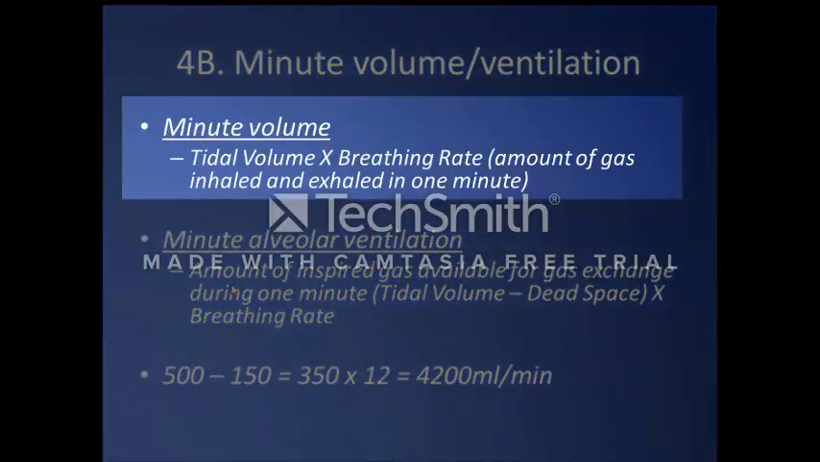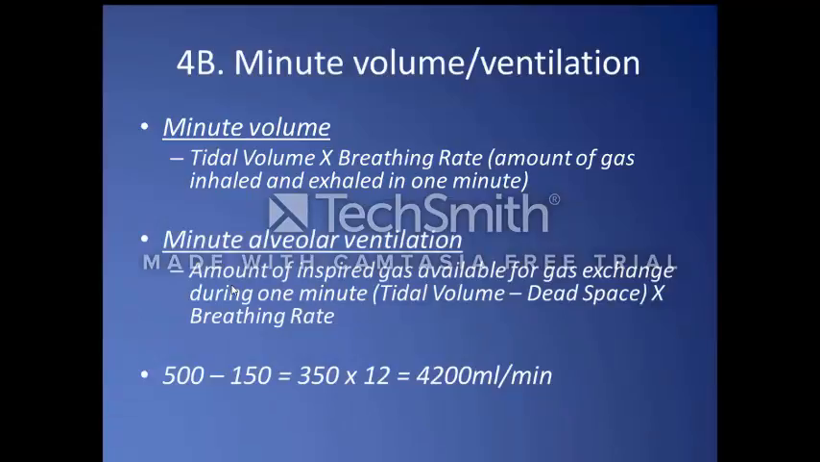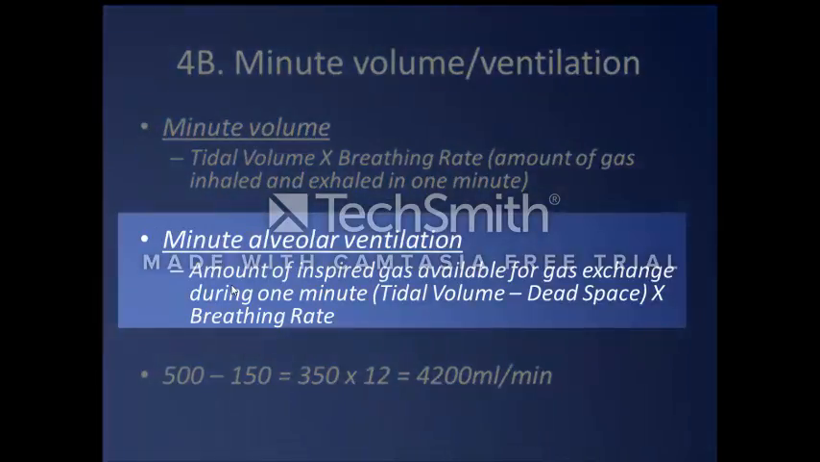The minute volume is the tidal volume, so that's the normal volume of air that is inhaled during resting breath, times the breathing rate. So that's the amount of gas inhaled and exhaled in 1 minute. The minute alveolar ventilation rate is the amount of inhaled gas which is available for gas exchange during 1 minute. So this is the tidal volume minus the dead space times the breathing rate.